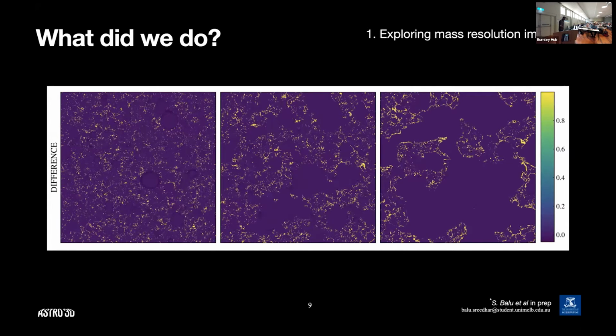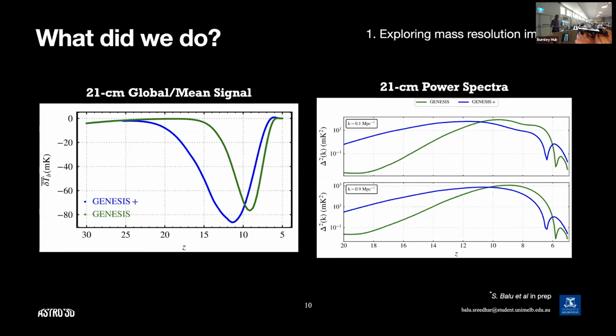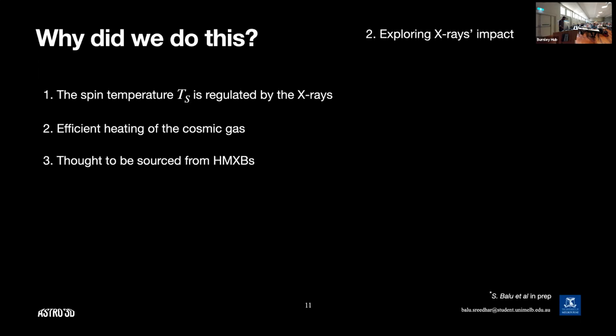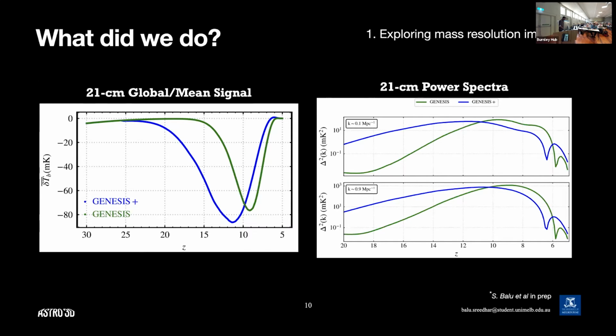If you look at the EOR signals, the main two signals which you focus on are the mean signal as well as the 21 centimeter power spectra. And as you can see, the fact that you actually have these small dark matter halos does have an observable impact on your EOR signals.